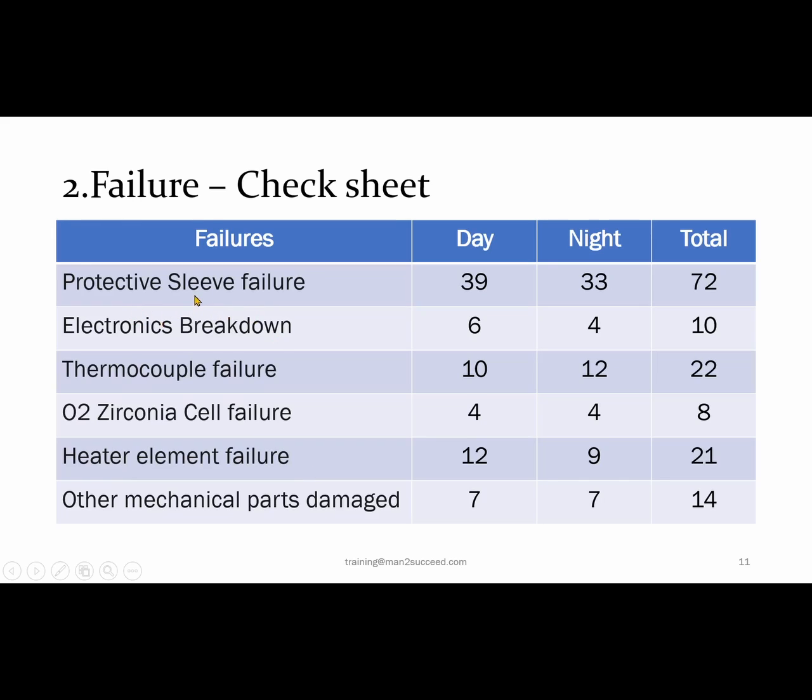First one, protective sleeve failure. They have taken daytime and nighttime, and totally the data they have collected. So protective sleeve they have taken. Here you can choose the bar marking, and you can add all those things. Finally you have this value. So protective sleeve, electronics breakdown, thermocouple failure, oxygen zirconia cell failure, heater element failure, other mechanical parts damage. They have taken all these things. The total is this much.